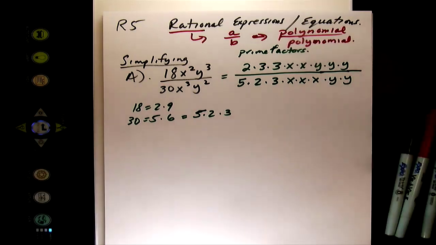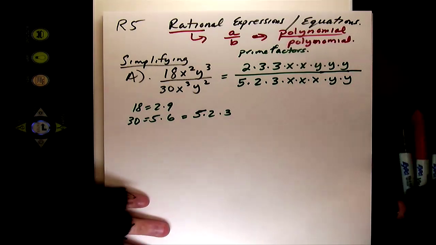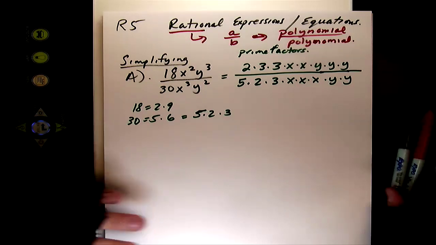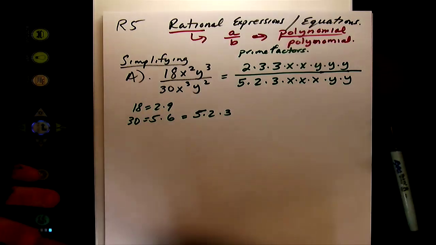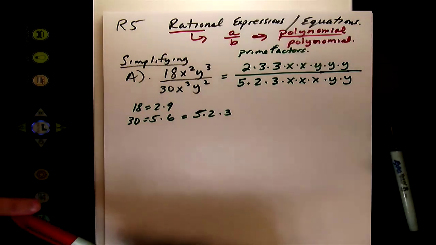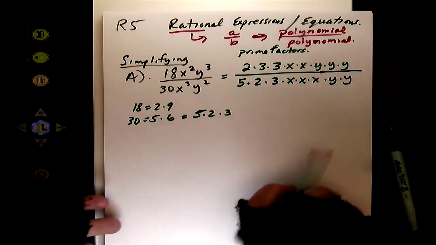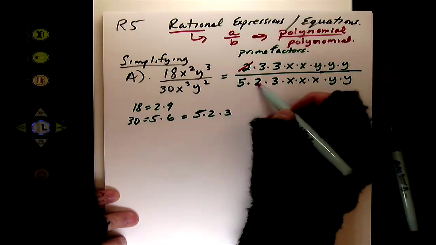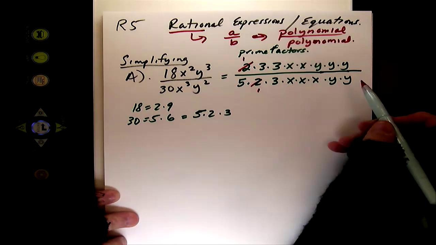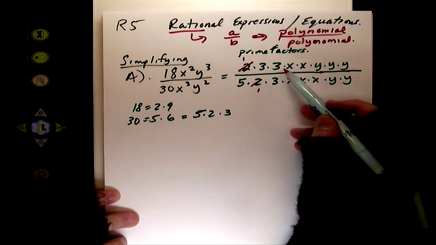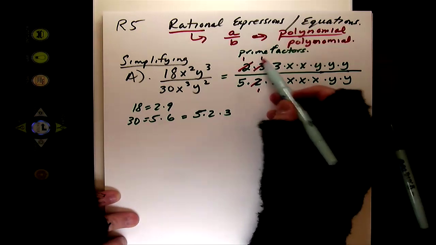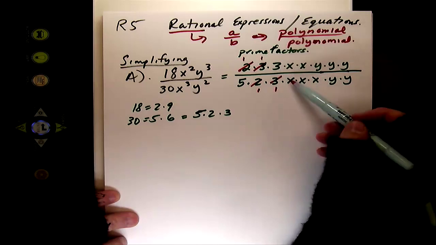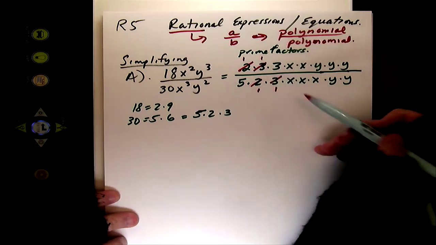So I factored out the top and the bottom. Anything that appears on top and bottom, we can cancel out in pairs, and we leave behind a 1. So I've got a 2 here and a 2 here. I can cancel those out. Even though I've got two 3s on top, I've only got one 3 on bottom, so I can only cancel one of those out. There's no more 3s on the bottom and there's no more 5s on the top, so those are done canceling.